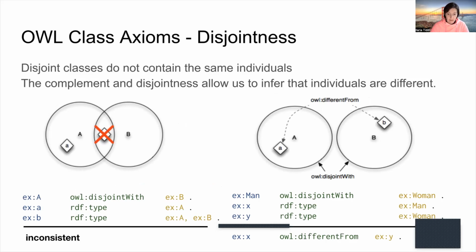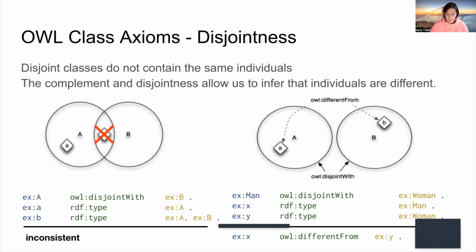So if you say that A is disjoint with B, and then you say an instance is of type A, and that same instance is also of type B, the reasoner will declare this information inconsistent. According to the disjoint with, that cannot be an instance that belongs to the class A that also belongs to the class B. The typical example is man and woman.